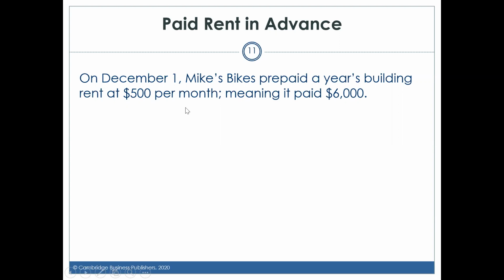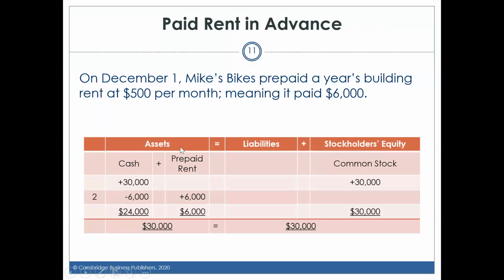The two accounts involved, one of the accounts is easy, cash. And cash goes down, right? It goes down by $6,000 on December 1st. But the other account is called prepaid rent. Both accounts happen to be assets.